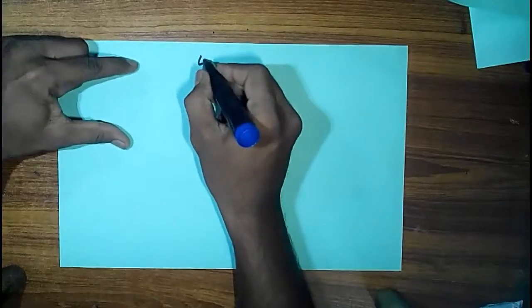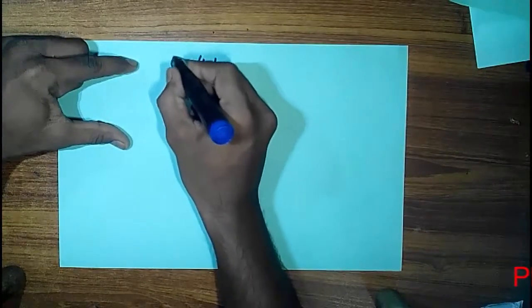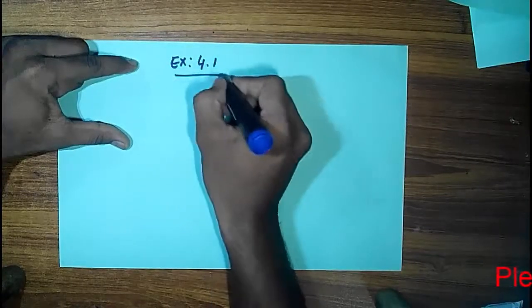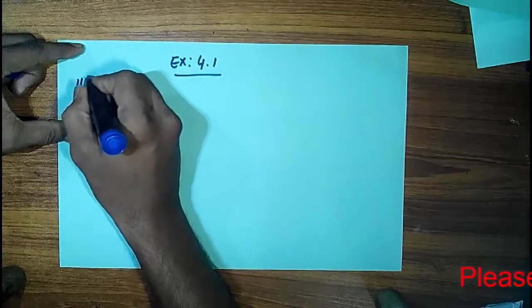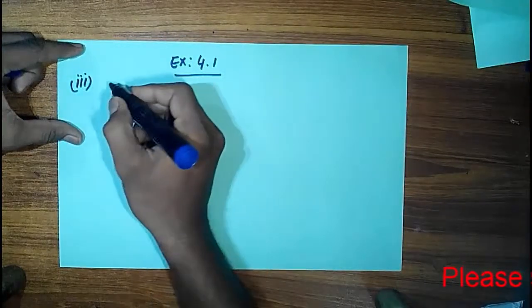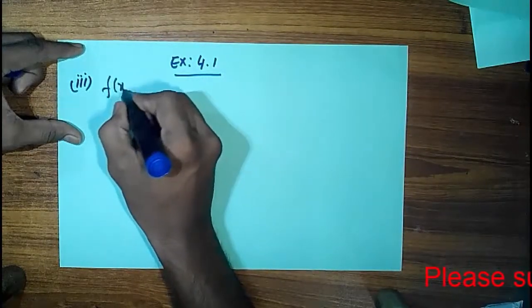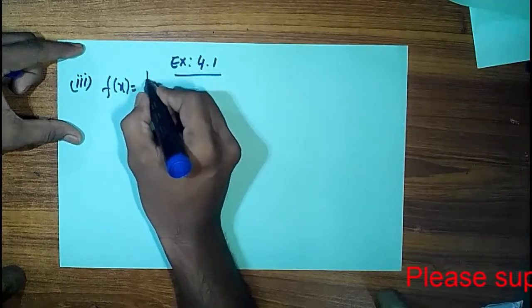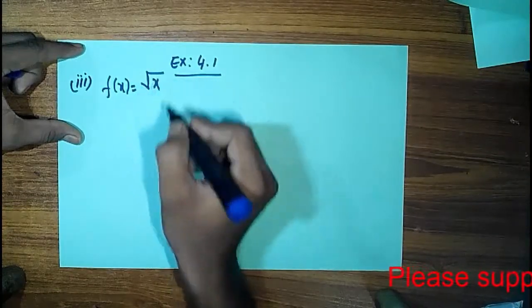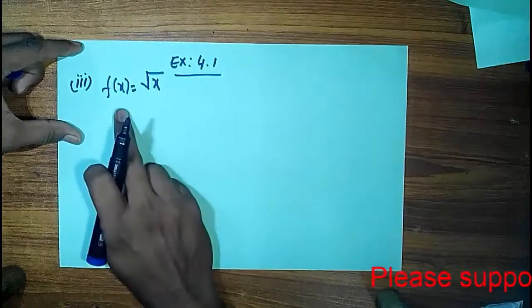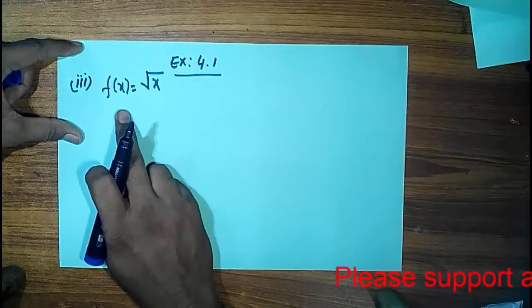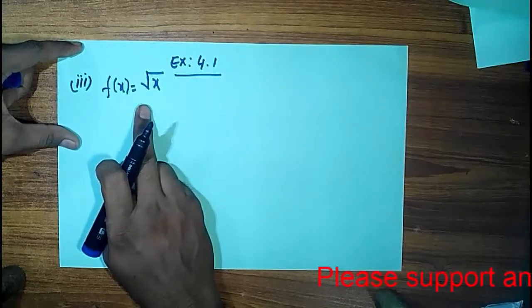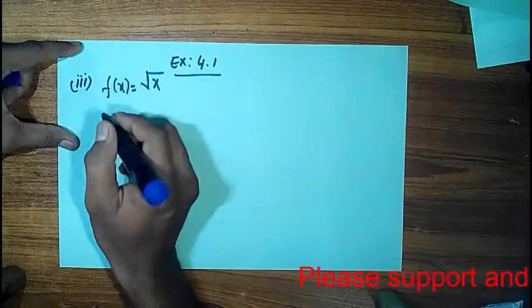Exercise 4.1, second year maths in textbook board, question number 3. f of x is equal to under root x. He's asking you to find the derivative by the first principle of the function f of x is equal to under root x.